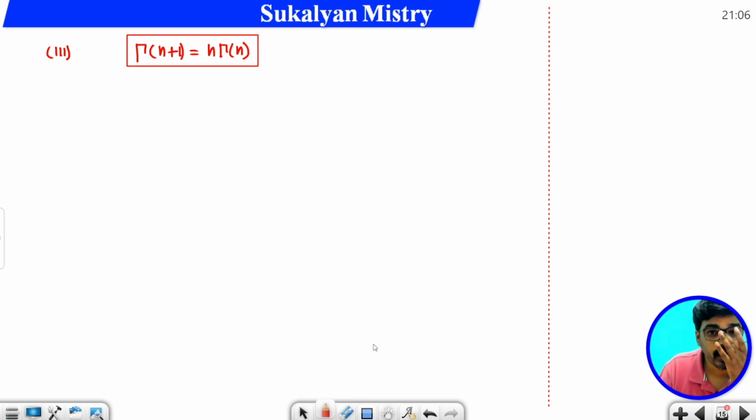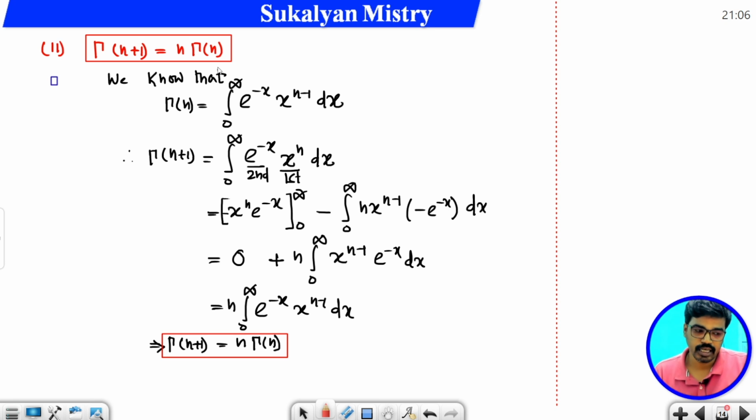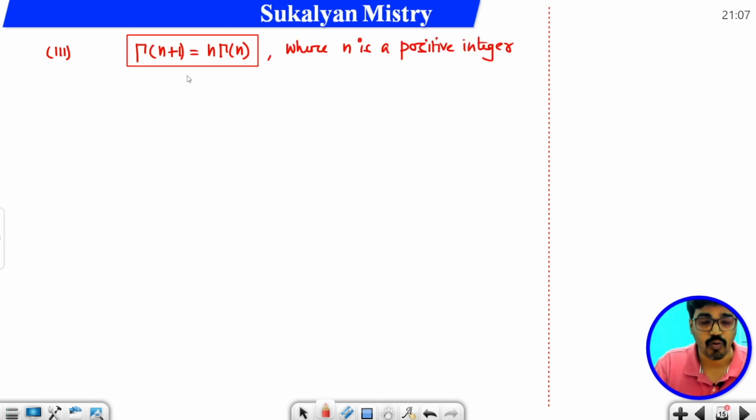This is true if n is a positive integer. This result holds only for integers, positive integers, but this other result is true for rational numbers as well as positive integers, as well as positive rational numbers, that means fractions like 1/2, 1/3, like this. But this result holds only if n is a positive integer.